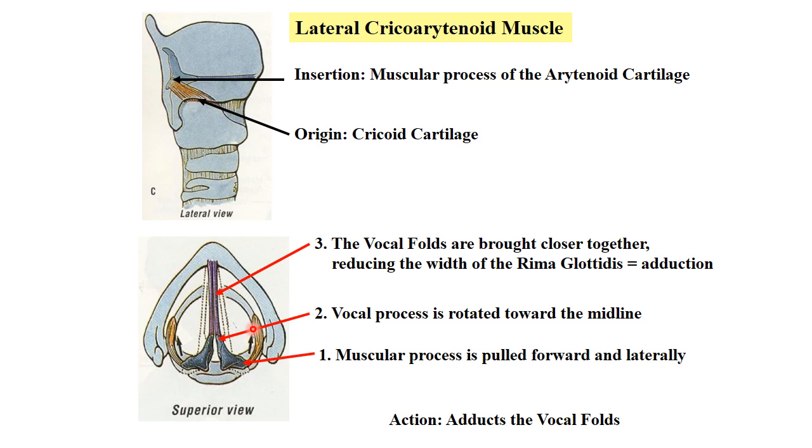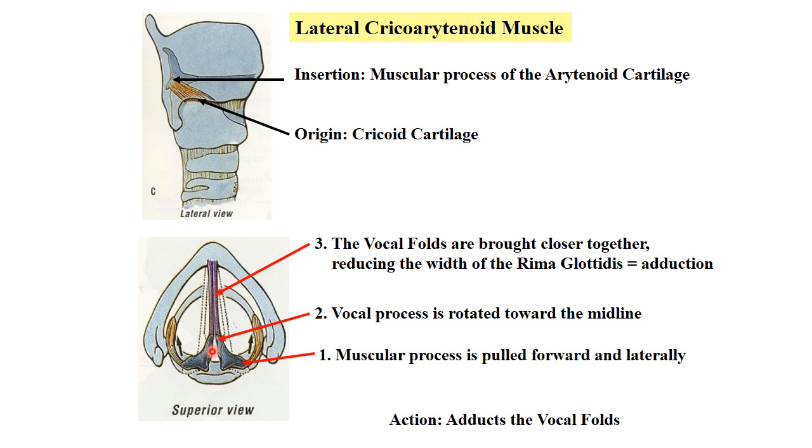And so when it contracts, it's going to pull the muscular process forward, and this one forward. And that too, like the posterior cricoarytenoid, spins the arytenoid cartilages along their vertical axis. But this time they spin in the opposite direction. The vocal processes here, to which are connected the vocal folds, spin towards each other. By spinning out the muscular processes, the vocal processes spin in, and that too is yet another adductor of the vocal folds. So the vocal folds will slam together in the midline, thus adducting.